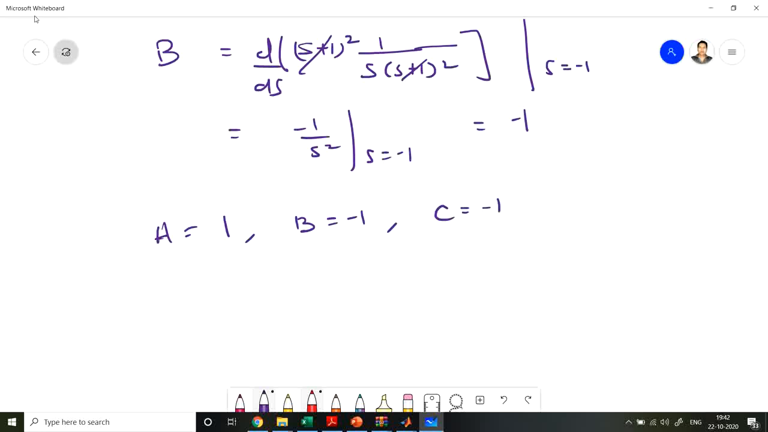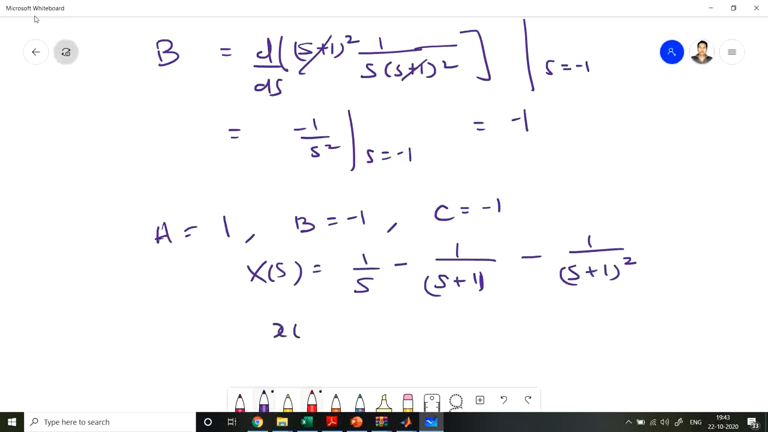Now we need to find out Xs. By putting all the values of a, b and c, we get Xs equal to 1 divided by s, minus 1 divided by s plus 1, minus 1 divided by (s plus 1) whole square.